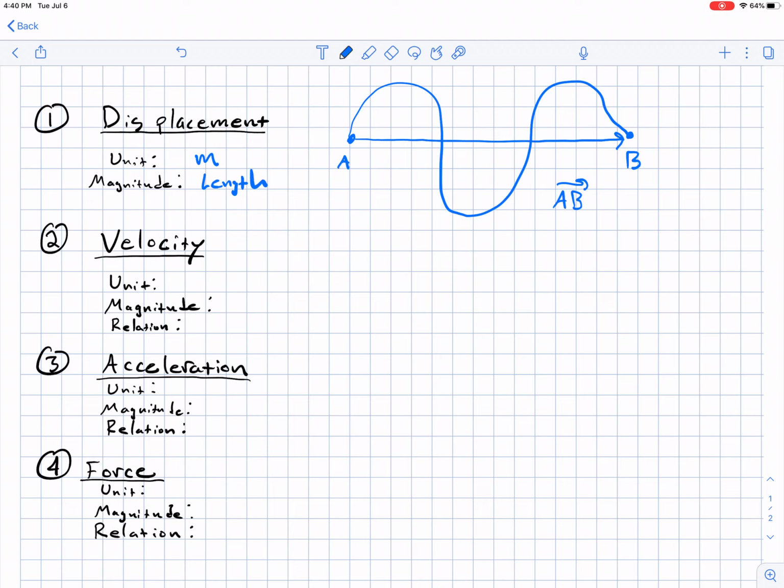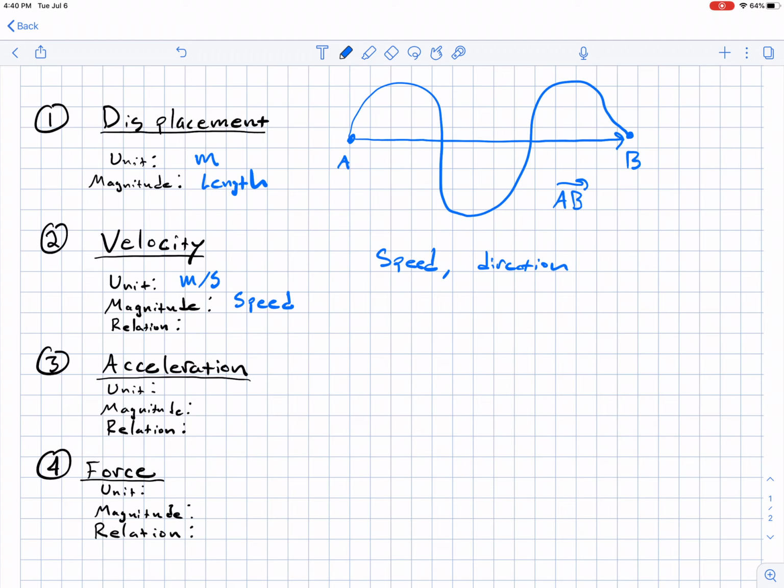The next most important vector is the velocity. The velocity is a speed and a direction. A lot of students get velocity and speed confused. So a speed with a direction is a velocity. The unit of velocity is the meter per second. The magnitude of velocity is speed, like we just went over. So an example of velocity would be 30 meters per second north.